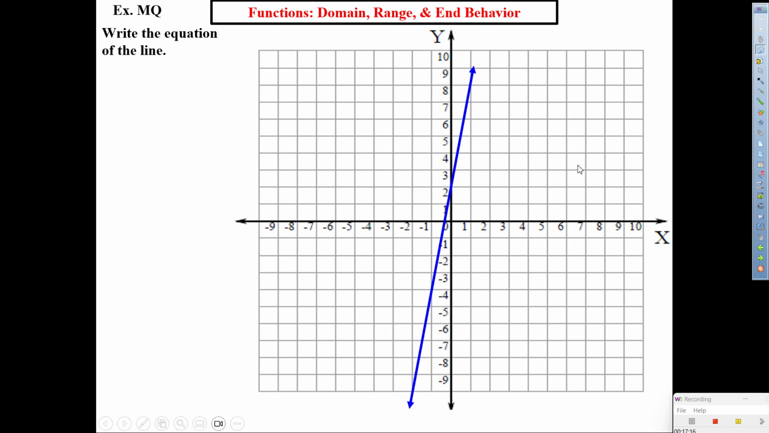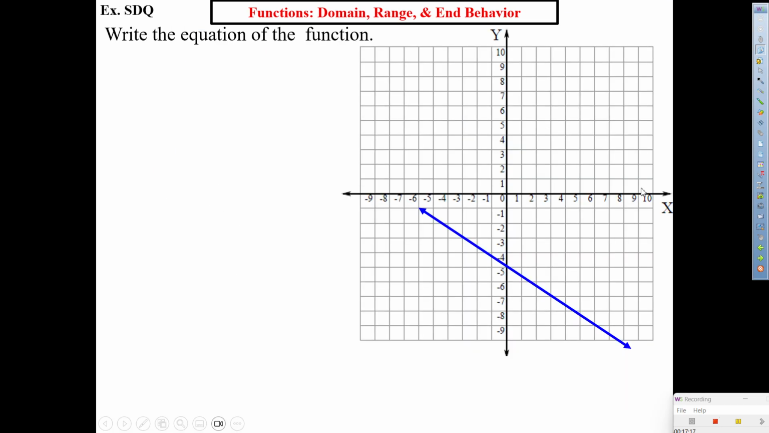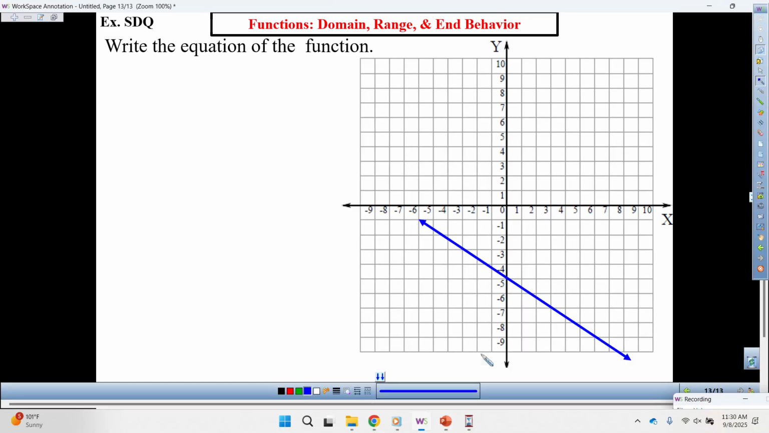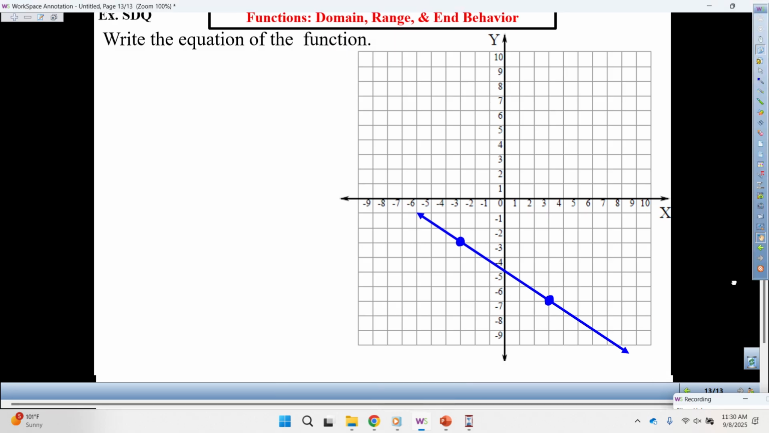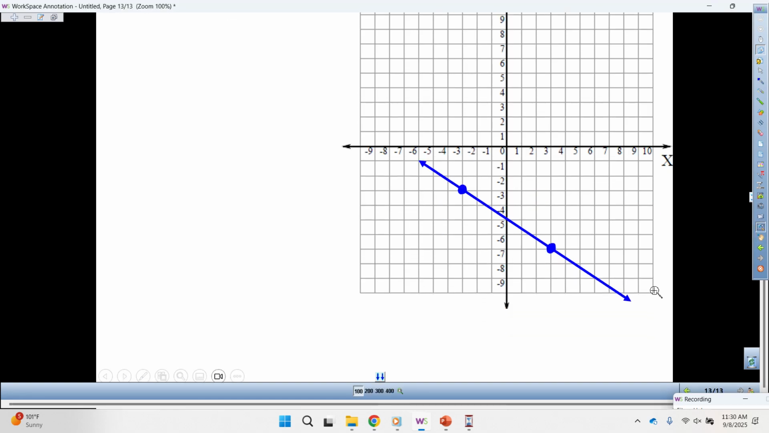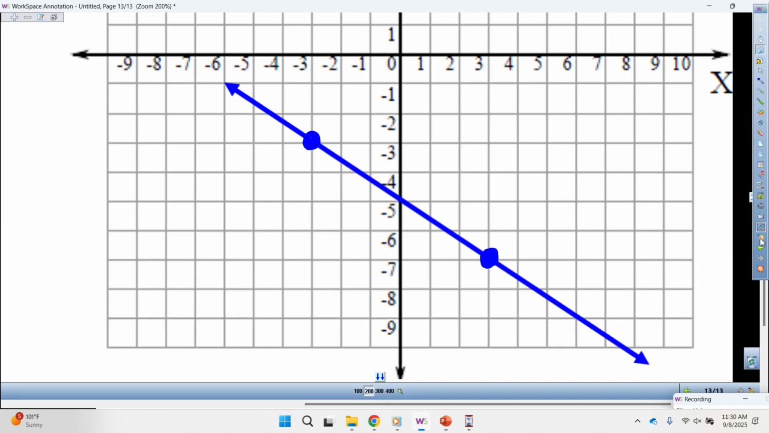Here goes one more, just for practice. Example super duper Q. Let me give you 2 points for this one as well. I'm going to give you -3, -3, and 3, -7. Copy that. Write me the equation. Go. And let me zoom in for some of y'all.